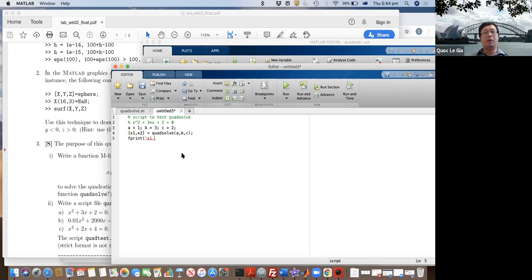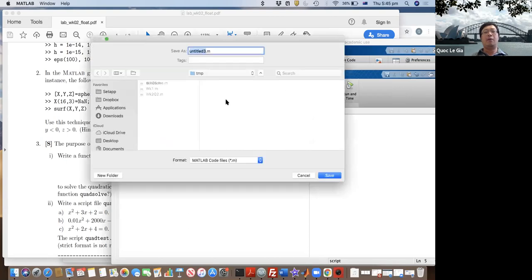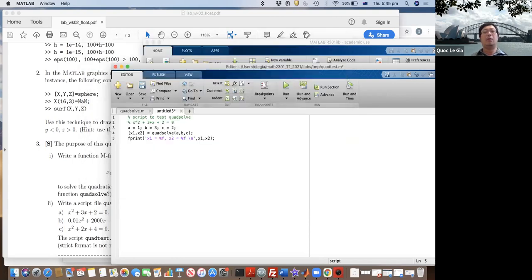So x1 is percent f, a floating point, and x2 is another floating point, and then you print out x1 and x2. Okay, so you run it. So save it as quad test. Now let me run it.